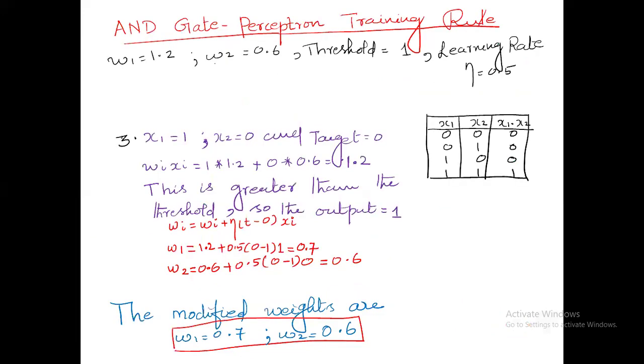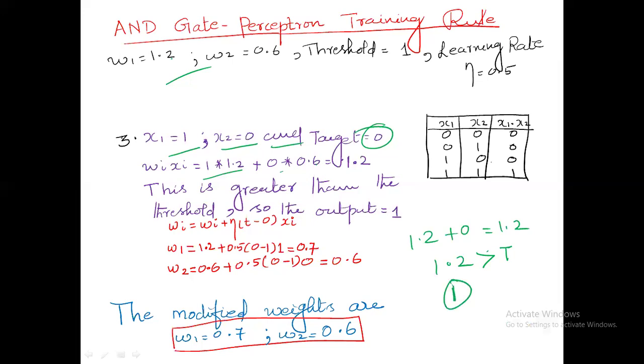And the third input, if you are applying x1 is equal to 1 and x2 is equal to 0, the targeted output is 0. So 1 into 1.2, 0 into 0.6. What is the value we are getting? 1.2 plus 0 is equal to 1.2. This 1.2 is greater than the threshold. What is the output? The output is naturally 1. But what is the targeted output here? 0. So it is not matching.